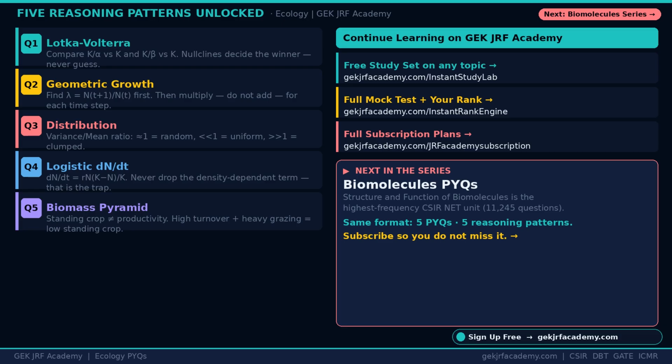For biomass pyramids, standing crop and productivity are not the same thing. Turnover rate is why an inverted pyramid in aquatic ecosystems makes perfect sense. These are not just answers. They are templates you can use every time you see any ecology question built on the same concept.